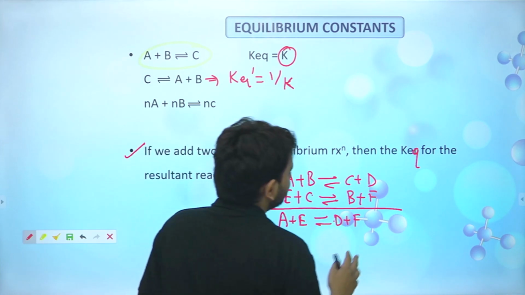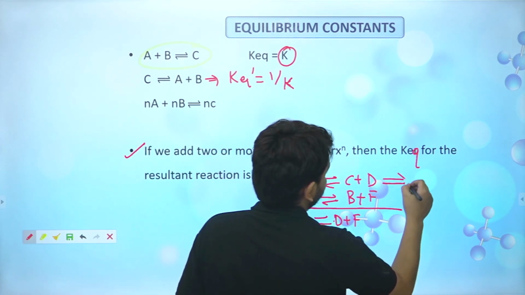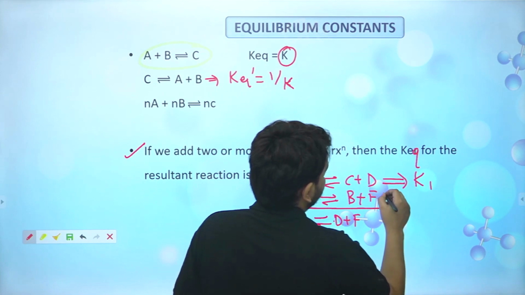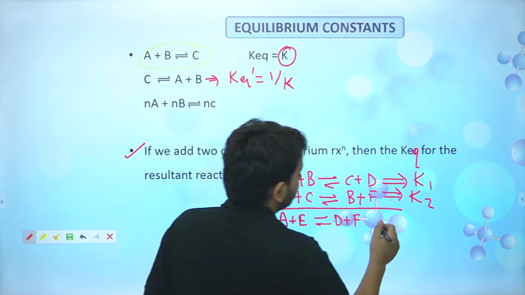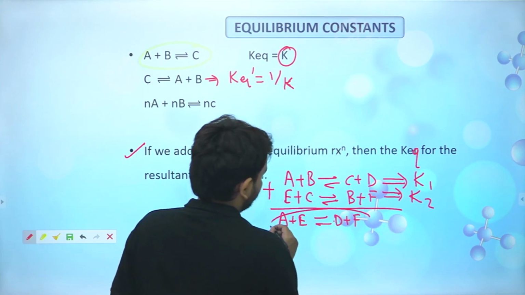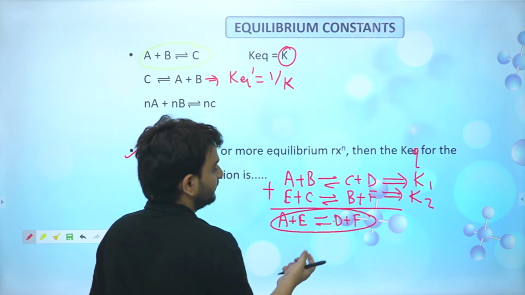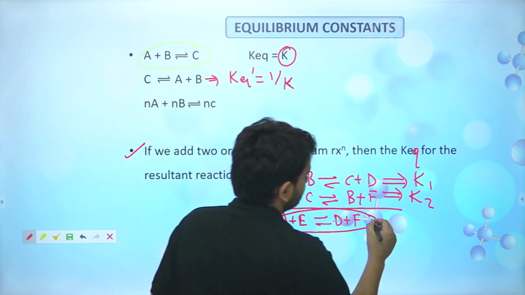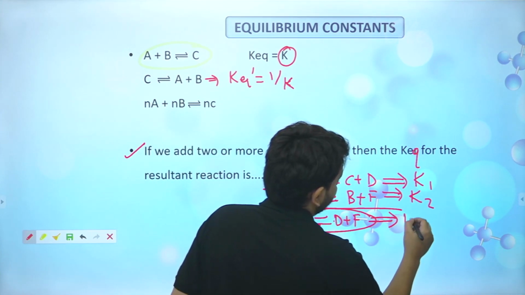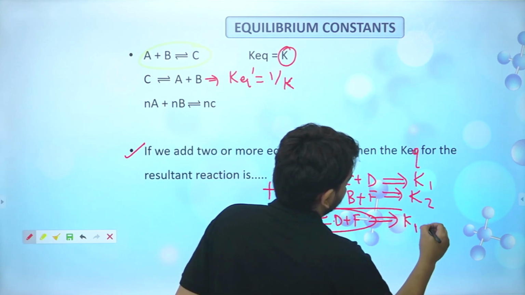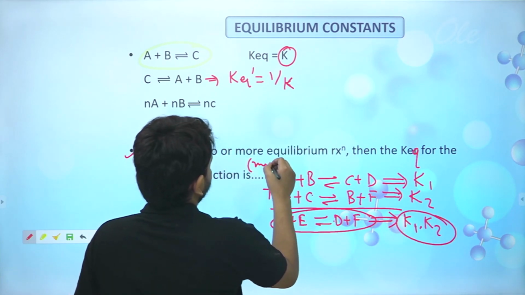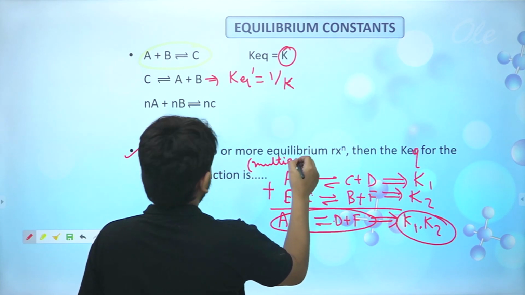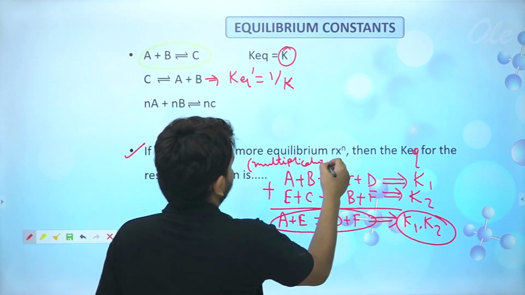So guys, what I mean is, if this has an equilibrium constant K1 and this has an equilibrium constant K2 and we add them, then what we'll get, guys, is that the equilibrium constant of the newly formed equilibrium equation would be K1 into K2, multiplication. So I'll just write multiplication over here, if you add them.